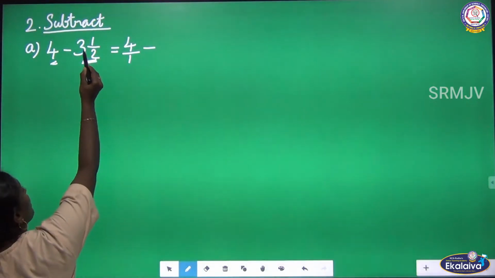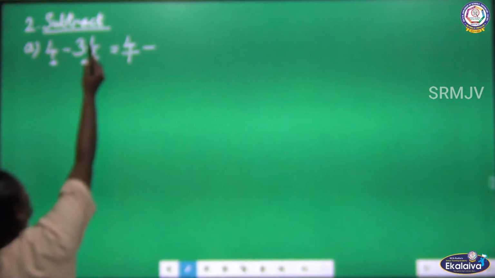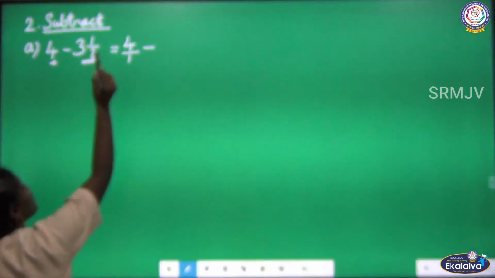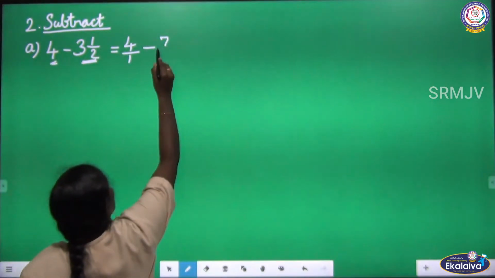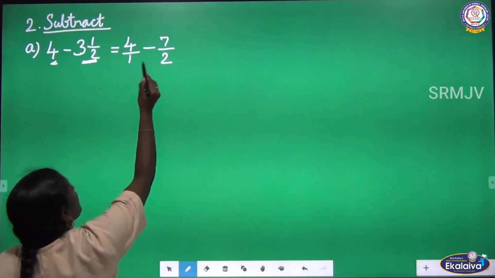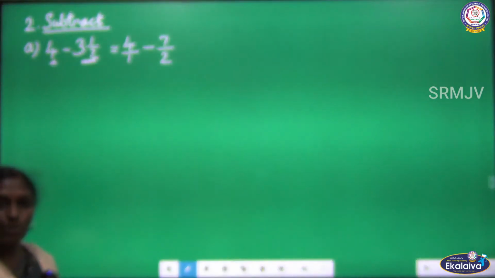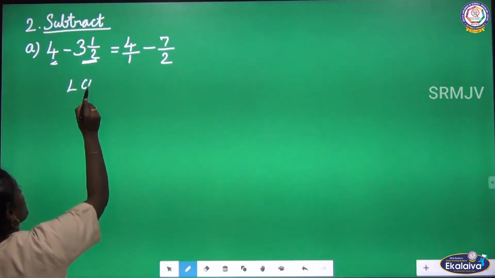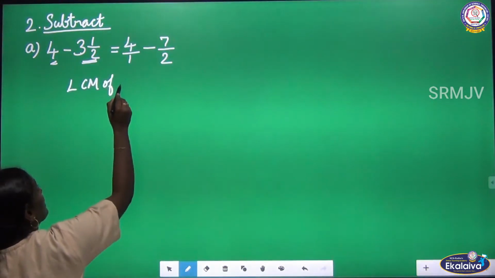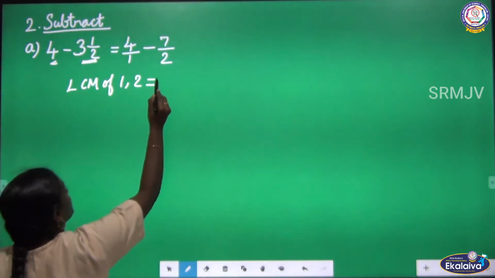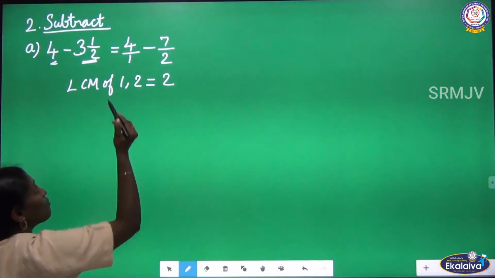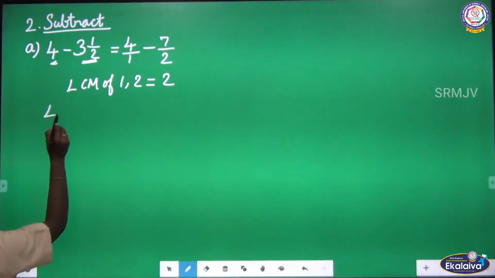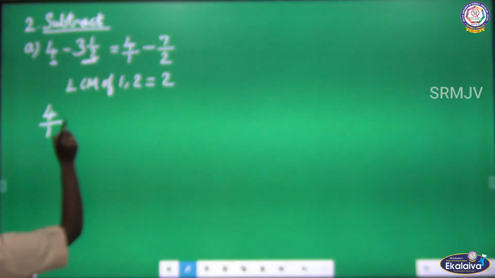For that, we have to multiply the denominator and the whole number part. Then we have to add the numerator. 3 2s are 6. 6 plus 1, 7. That is 7 by 2. Now, we have to convert these two unlike fractions to like fractions. So, the LCM of the denominator numbers 1 and 2 is 2. 2 is the multiple of 1. So, 2 is the LCM. So, first we have to convert the first fraction alone.